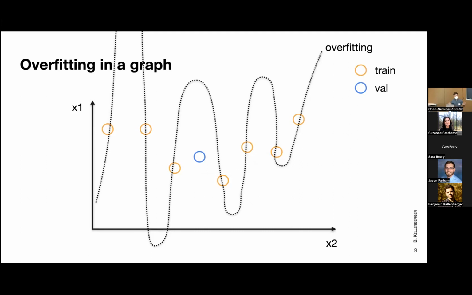Right? So we have a perfect loss in training. All the orange points are met, no loss there. But the validation loss is going to be huge. And that's exactly what happens with overfitting.